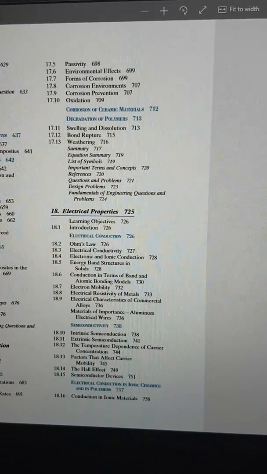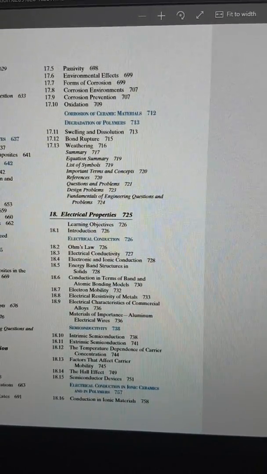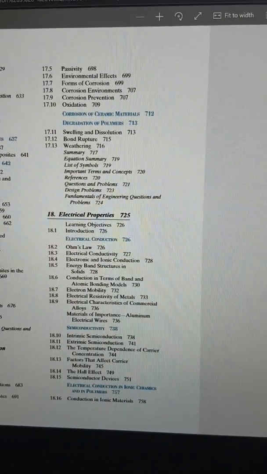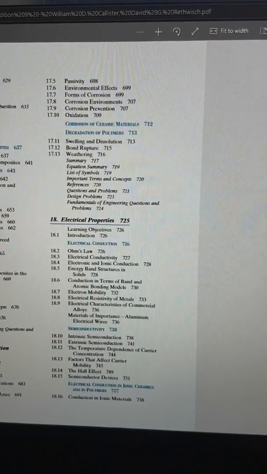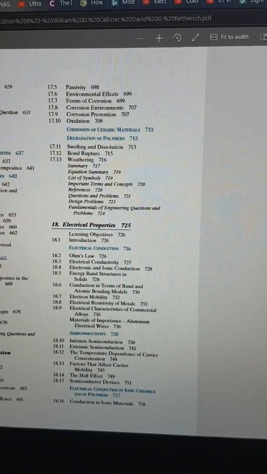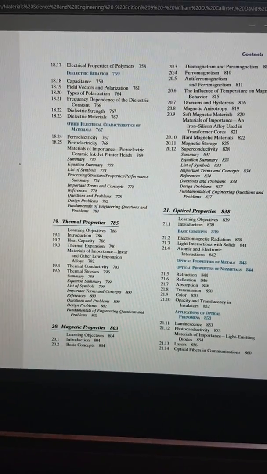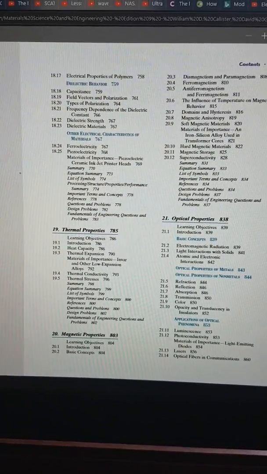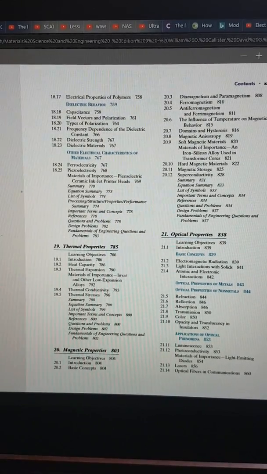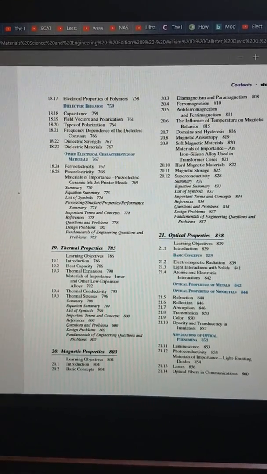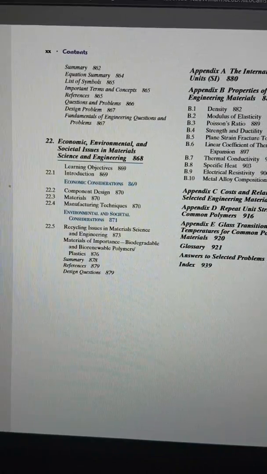And so we're going to talk about electrical conduction, Ohm's law, electrical conductivity, electronic and ionic conduction, energy band structures in solids. We're going to talk about conduction in terms of band and atomic bonding models. We're going to talk about semiconductive materials, dielectric materials, and all this. And in chapter 19, we're going to talk about thermal properties. And in chapter 20, we're talking about magnetic properties. And in chapter 21, we're going to talk about optical properties. All these are courses on their own. You can learn a lot about them.